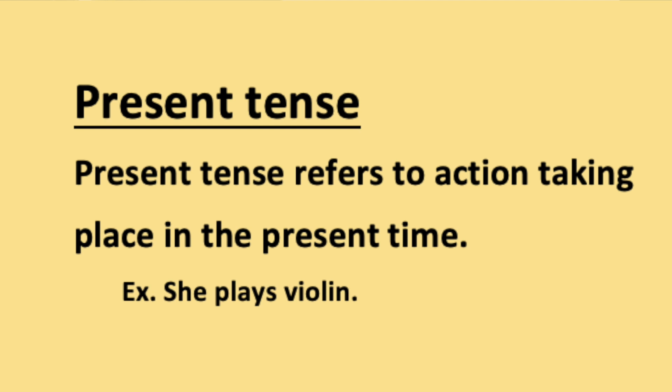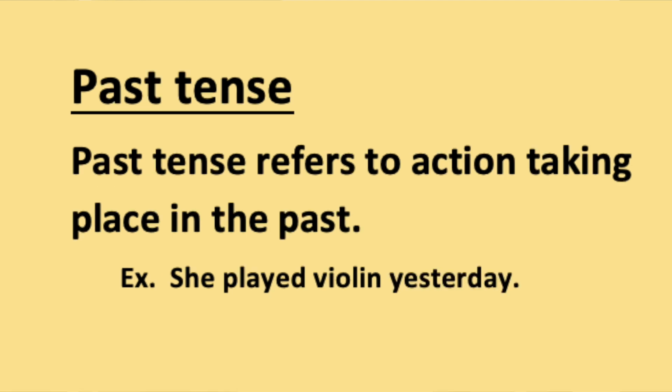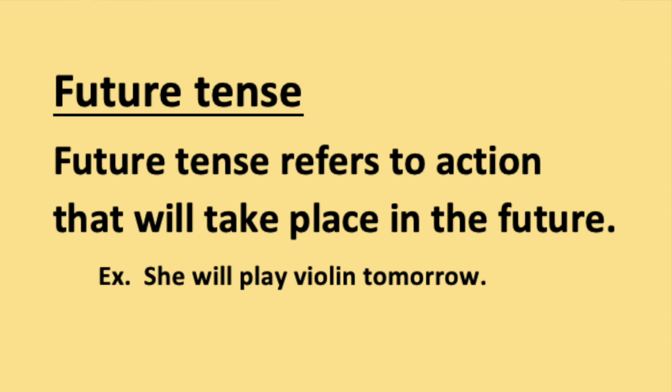Next one is past tense. Past tense refers to action taking place in the past. For example, she played violin yesterday. Next one is future tense. Future tense refers to action that will take place in the future. For example, she will play violin tomorrow. Write 3 tenses and explanations in your notebook. Don't forget to write the examples.